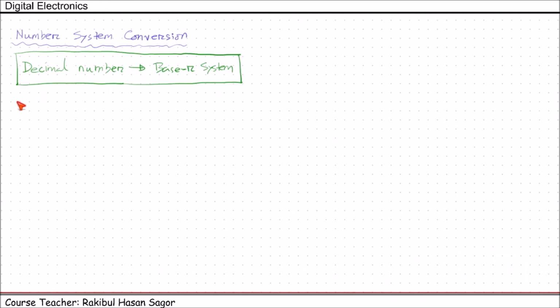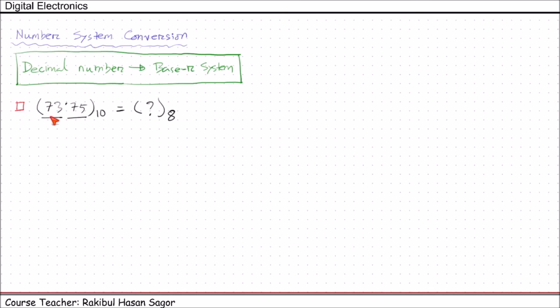Now let us see another example. Suppose we want to convert this decimal number 73.75 to octal number having 8 base. Process is similar as mentioned earlier. This is the integer part and this is the fractional part. Let's deal with the integer part first.